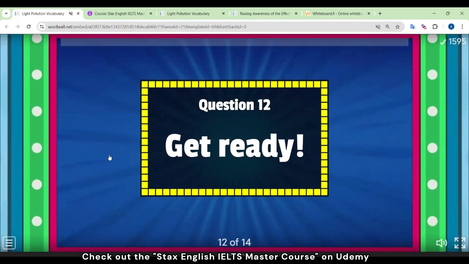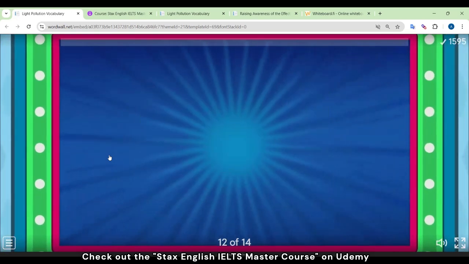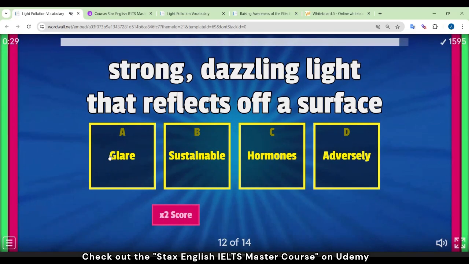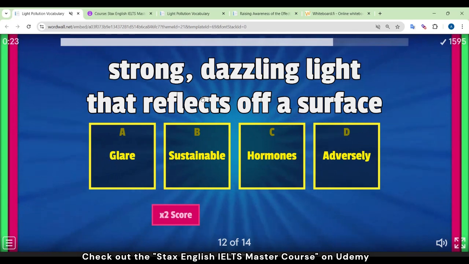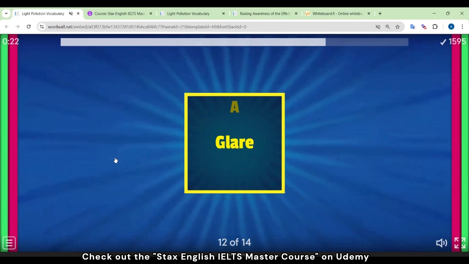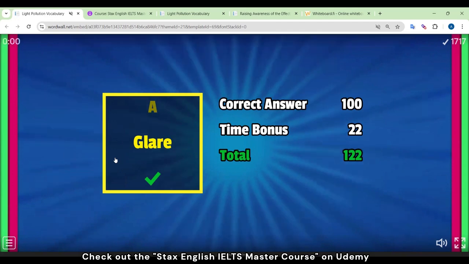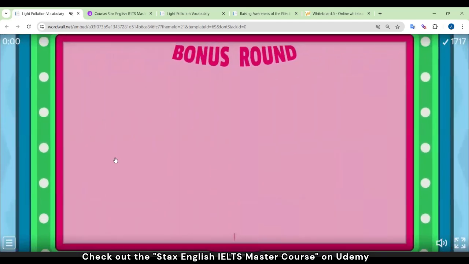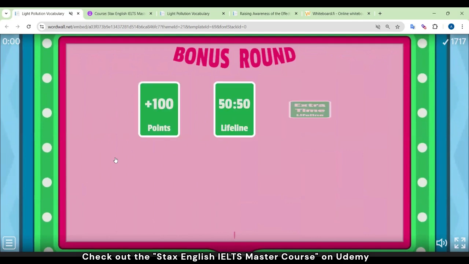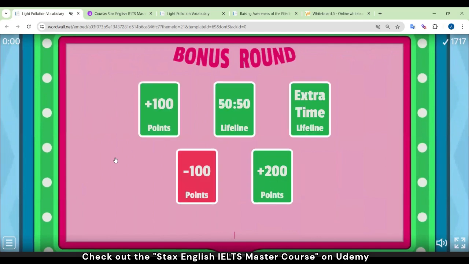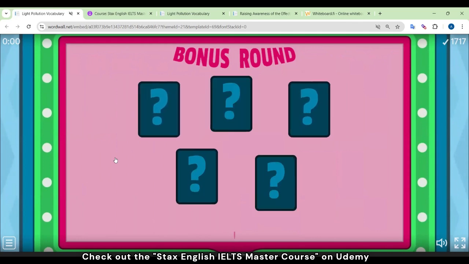All right, very good. Next we have question 12. This is strong, dazzling light that reflects off a surface, like a window or metal. Glare. Glare, well done. So we're talking about glare. Glare can be quite blinding. If you're driving down the road and you get disoriented by the glare from some light, it can be very dangerous because it can mean that you can't see.